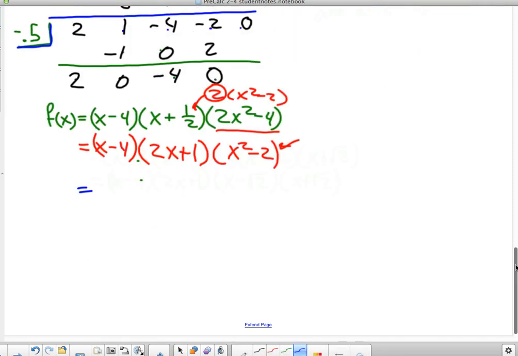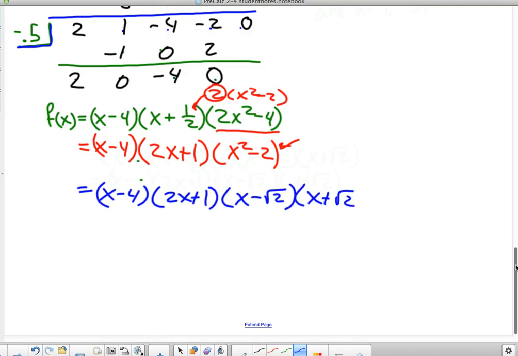So now I've got x minus 4. I've got 2x plus 1. I've got x minus the square root of 2 and x plus the square root of 2. Now please keep in mind the first 2 I was able to find, no problem. They're in my list. The last 2 aren't in my list. They're irrational factors. And that trick that I did was for possible rationals, not irrationals. So just keep that in mind as we're working through these.